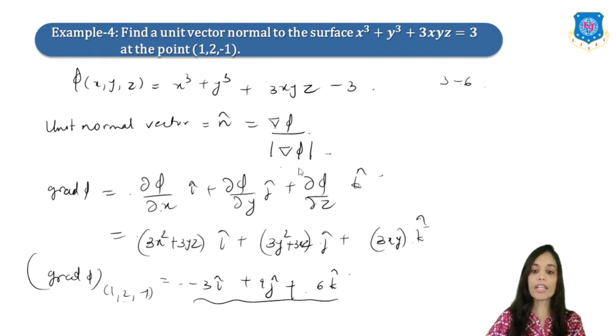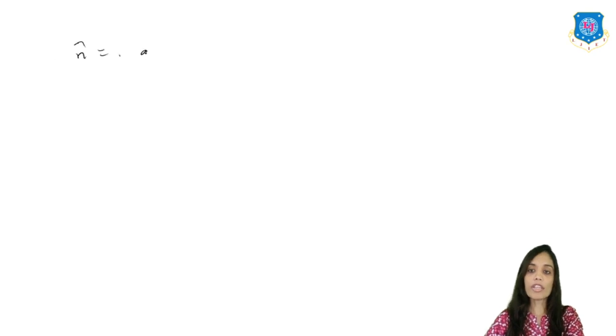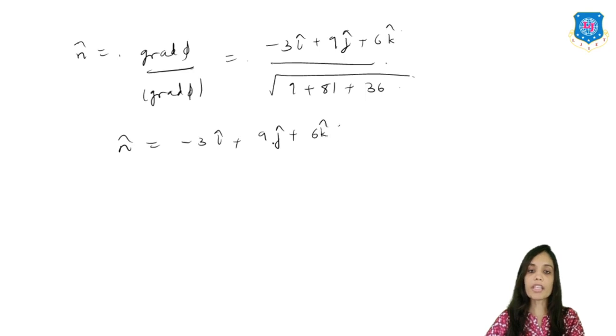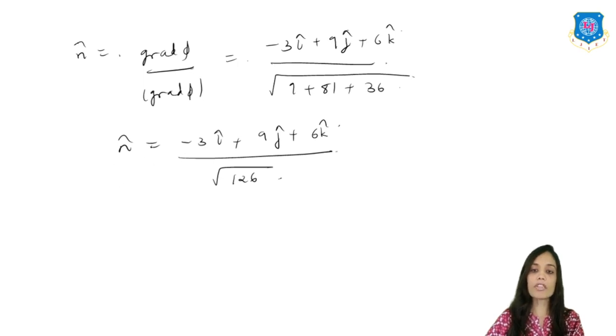Now the unit normal vector formula is what? Gradient of phi upon length of gradient. So gradient is minus 3 i cap plus 9 j cap plus 6 k cap upon its magnitude. So upon square root of 9 plus 81 plus 36. Okay. So the final answer of n cap will be minus 3 i cap plus 9 j cap plus 6 k cap upon square root 126. Okay. So this is your answer of unit normal vector to the surface.